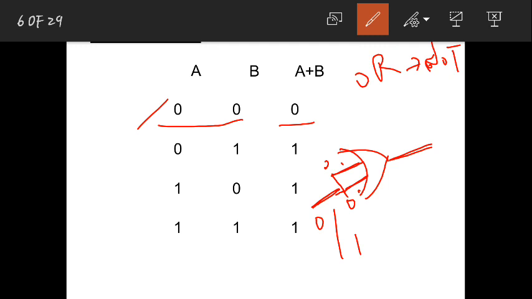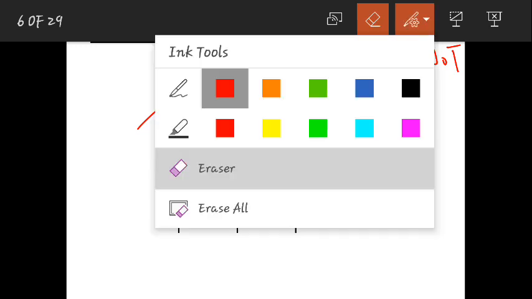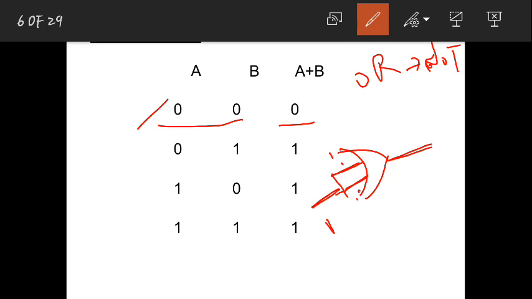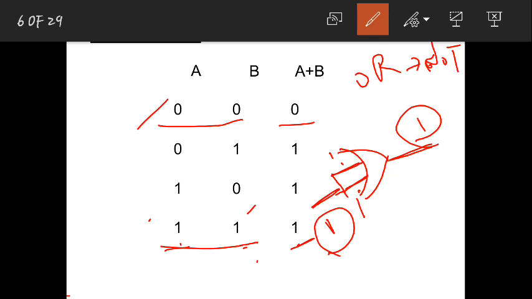The other case: instead of 0, if I give 1, both terminals get 1 and 1. When 1 and 1 go inside, the output is 1. The input I have given was 1, and the output is 1. So this is acting like a buffer, not like a NOT gate. I wanted this to act like a NOT gate.